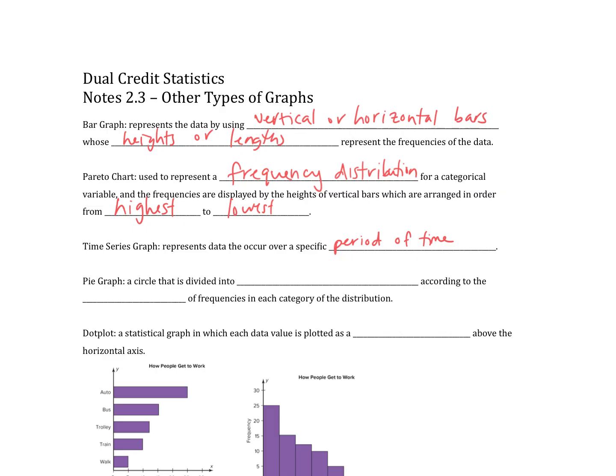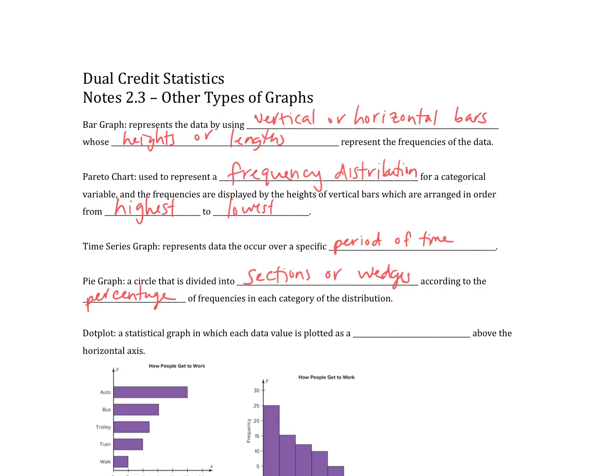A pie graph, another one that you should be very familiar with. It's a circle that is divided into sections or wedges according to the percentage of frequencies in each category of the distribution. Everyone in here, you're completely comfortable if I give you a pie chart, you know how to use it, you know how to make it. Again, it is another one like histograms. You should have known how to do that one from middle school.